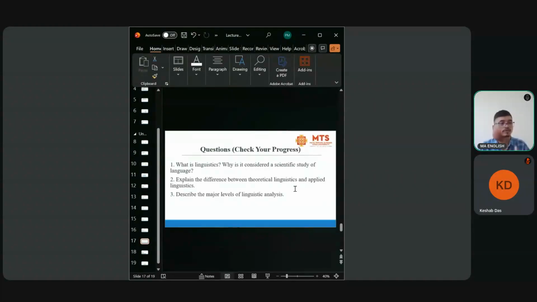The first one is about definition. You have to define linguistics and answer why it is considered a scientific study of language. The second question is the differences between theoretical linguistics and applied linguistics. And the third question is the major levels of linguistic analysis. All right, now let's move on to the conclusive part.